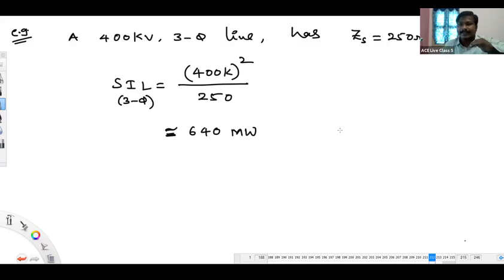Now what we are going to discuss here: if the loading on that 400 kV line is more than 640 megawatts, how is the behavior? If the loading on that 400 kV line is less than 640 megawatts, how is the behavior? That study we are going to do further.